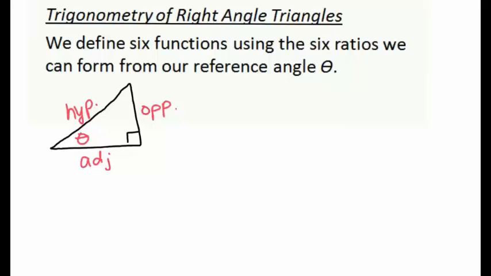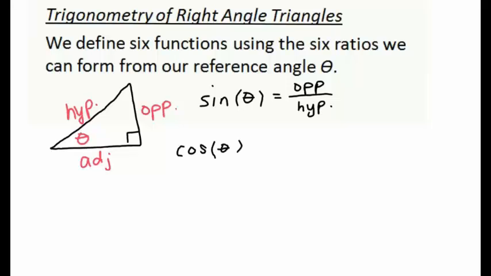What we're going to do on this slide is define 6 different functions from the 6 different ratios that we can form from our reference angle theta. The first one is called sine of theta, and sine of theta refers to the ratio of the opposite side over the hypotenuse. The next one is called the cosine of theta, and the cosine of theta refers to the ratio of the adjacent side over the hypotenuse.